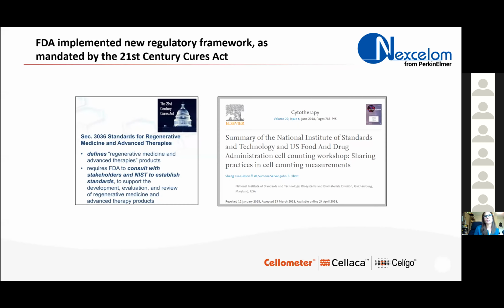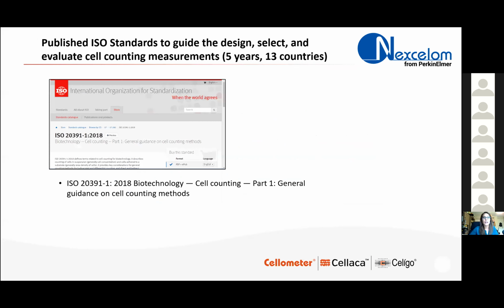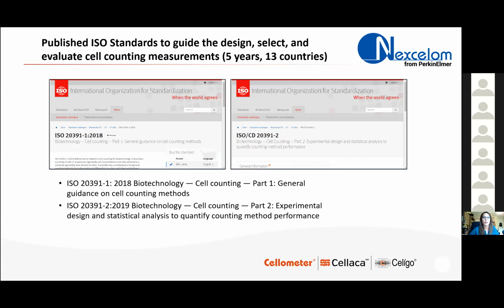So FDA implemented regulatory measurements based on the 21st Century Cures Act, which basically defines that all of these cell and gene therapy products have to adhere to certain guidelines for the quality of these biological products. And as a result, it led to the publishing of ISO standards for cell counting. So there are part 1 and part 2. These are very comprehensive guidance. These are accessible for people if you want to kind of dig in. But these are available to now guide people in selecting an appropriate method to assess the quality of your cell products.